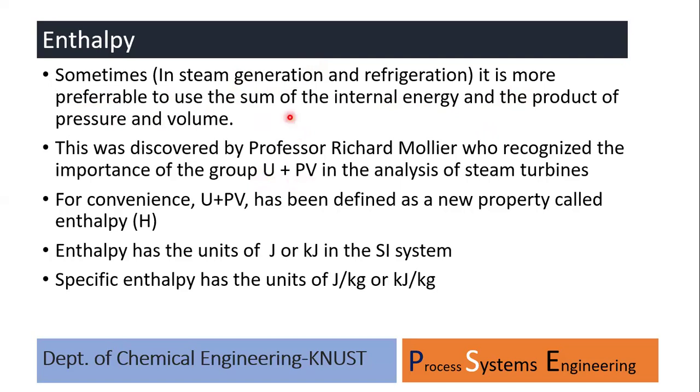And I think we came across this in physical chemistry as well. So this property, U plus PV, we put it together and we call it enthalpy. Because it's also a form of energy, we have the unit to be in joules. And when we want it to be specific, it will become joules per kilogram or kilojoules per kilogram. Okay.